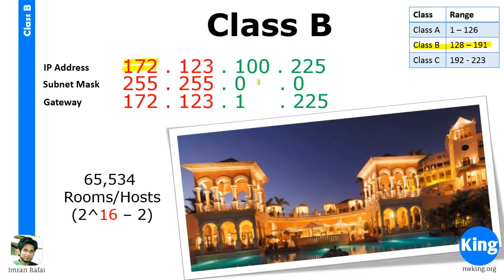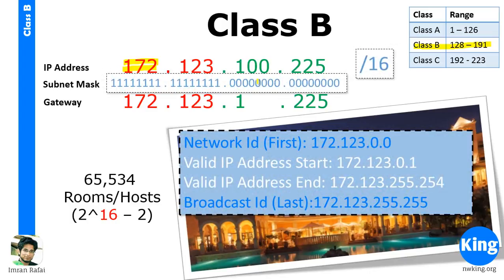So if we convert the subnet mask into binary form, this is how it looks. And like we discussed earlier, this is represented as /16 because it has 16 ones. And again, like we already know, the separation happens here. So 172.123 is the network part and 100.225 is the host part. The network ID is nothing but making the host bits 0.